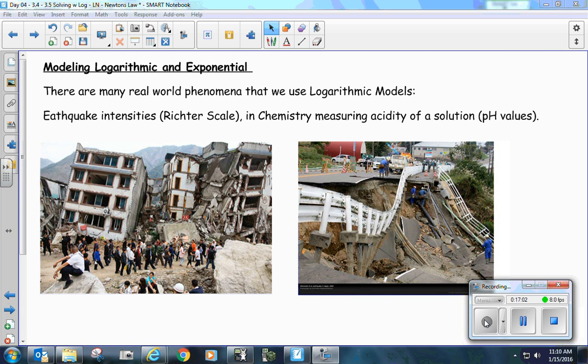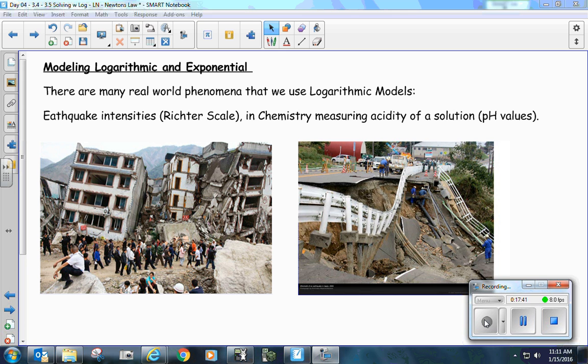So, modeling logarithmic and exponential equations. A lot of times I get asked, are there many real world problems? When am I going to use this? Some of the real world models are irrelevant to you guys, and some of them are pretty cool or important. This one's pretty cool: earthquake intensities, the Richter scale. You hear in the news that somewhere in California they have a 3.8 earthquake and the aftershocks are 2.50. They have to use exponentials for that.